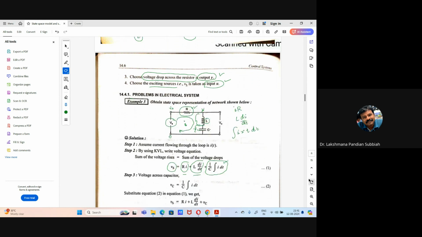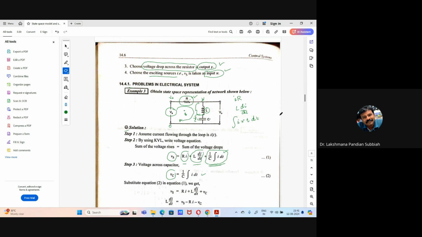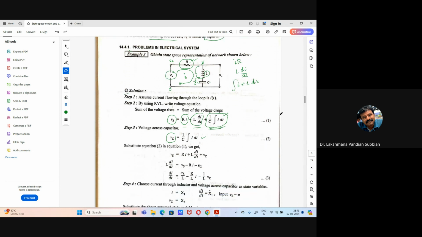Now the voltage across the capacitance is VC, as I told you: VC is equal to 1 by C times the integral of I dt. Next, this term is replaced by VC. Then we have Vs and VC, the voltage across the capacitance and the resistance. So the voltage across the capacitance is one variable, and the current through the inductor is another variable.